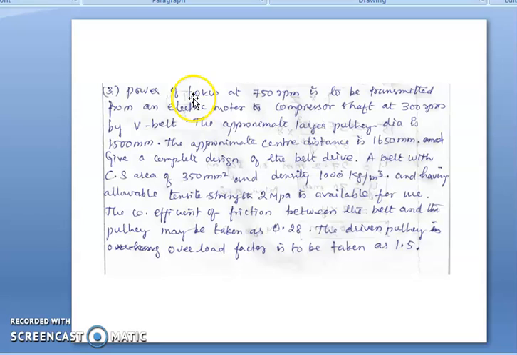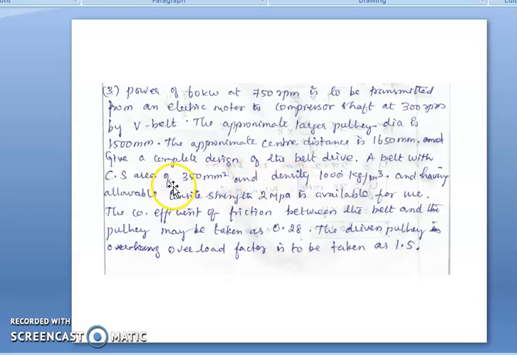Here the power of 60 kilowatt at 750 RPM is to be transmitted from an electric motor to a compressor shaft. So here the electric motor is the driver member and the compressor is the driven member at 300 RPM by V-belt. The approximate larger pulley diameter is 1500 mm. The approximate center distance is 1650 mm, and we are asked to give a complete design of the belt drive.